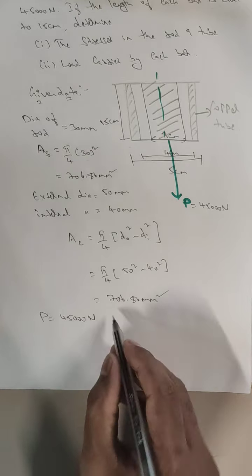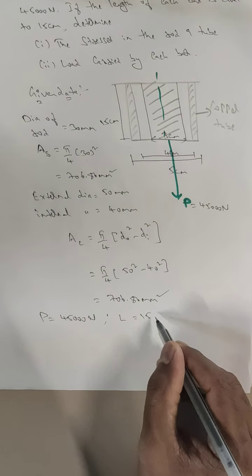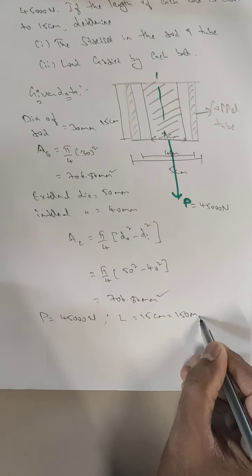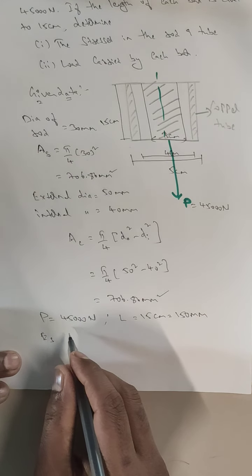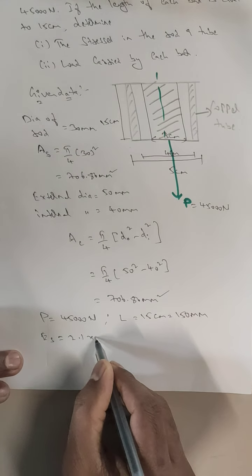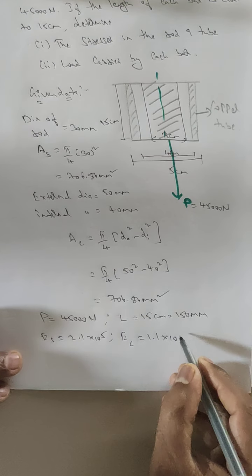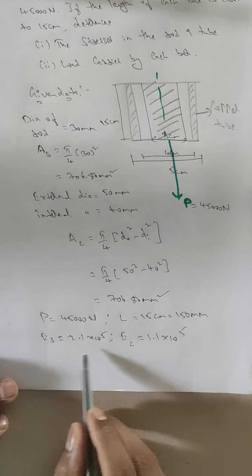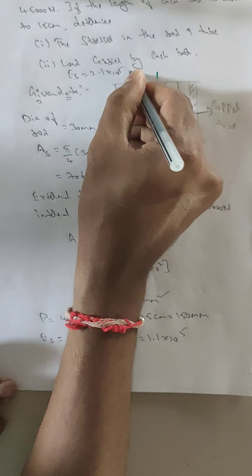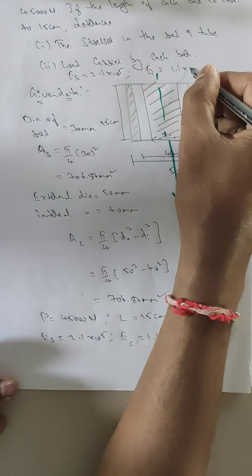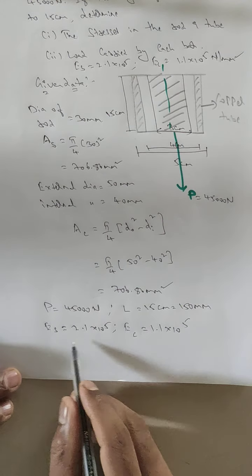After that, P was 45000 Newton. The length is 15 centimeter, so you can write 150 mm. Similarly, E_S is 2.1 into 10 to the power 5, and E_C is 1.1 into 10 to the power 5. He has given these two in the question; by mistake I have not written them. E_S is 2.1 into 10 to the power 5 and E_C is 1.1 into 10 to the power 5 Newton per mm square, both. So we have E_S and E_C.